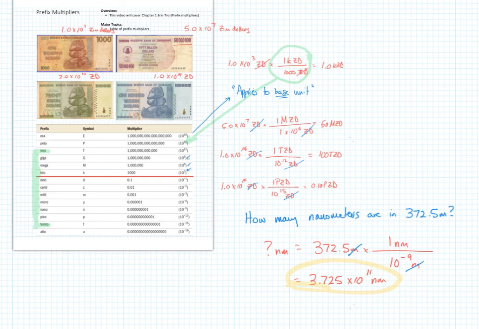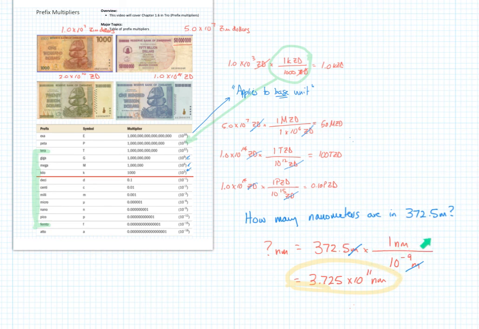So you notice these all, except for the centi one, jump by 10 to the minus 3s. Okay, so it's milli, micro, nano. So you're going to need to know the name, the symbol, and you're also going to need to know this multiplier. So just become familiar with them. There's a couple of them larger than 1, kilo, mega, giga, and tera, and there's a whole bunch of them smaller than 1.